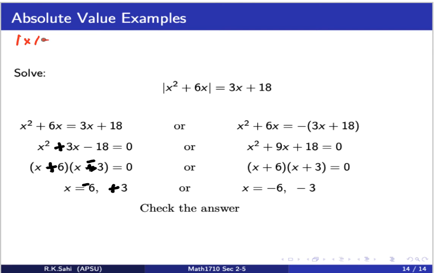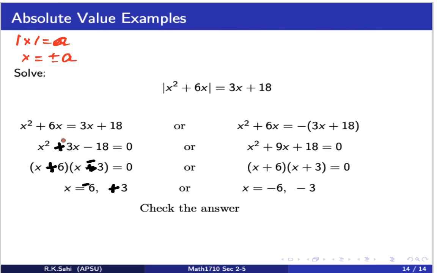What is the formula we are applying? Absolute value of x equals a, or x equals plus or minus a. Okay, so what does that tell us? x squared plus 6x equals 3x plus 18, or x squared plus 6x equals negative, opening the brackets, 3x plus 18, closing the brackets.